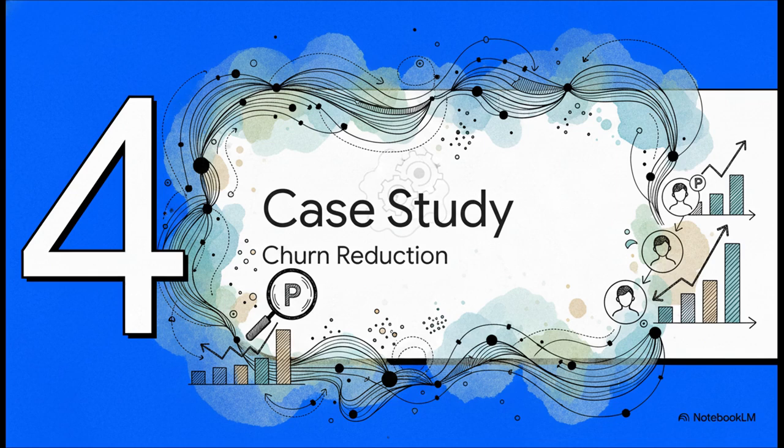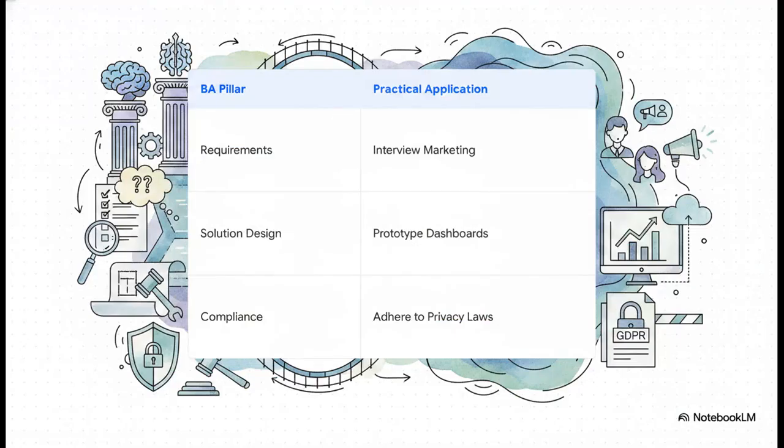Part 4. Case study, data science, churn reduction. Let's see this in action. How exactly does a BA fit into a highly technical data science initiative? Notice how they seamlessly bridge the data team with the marketing team. For requirements, the BA interviews marketing to uncover retention challenges and prioritize the CRM integration. Over in solution design, they're working side by side with data scientists to prototype interactive churn risk dashboards. And for compliance, they are ensuring that any customer data used to train these predictive models strictly adheres to privacy laws. They're actively translating complex, abstract models into actionable, compliant outreach.